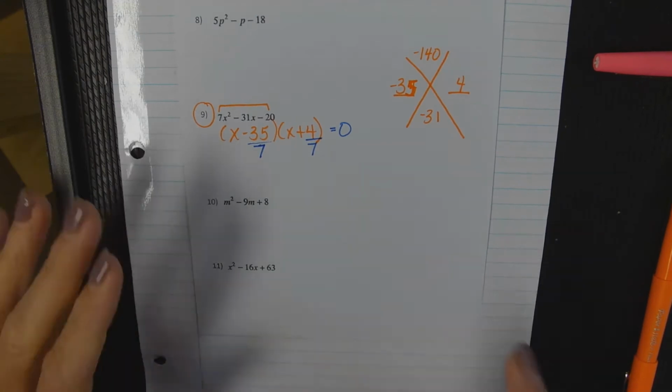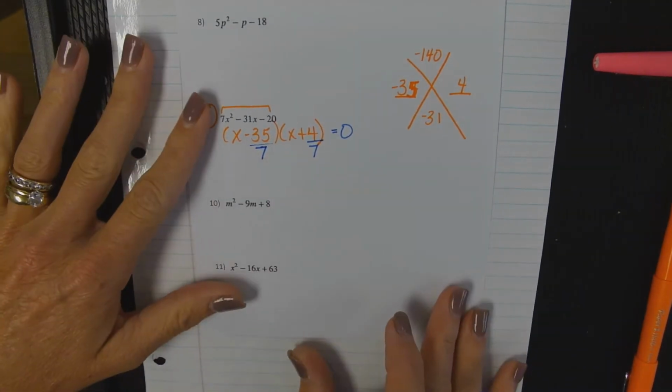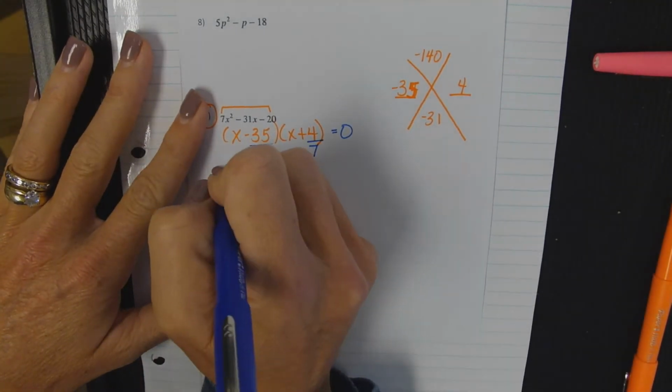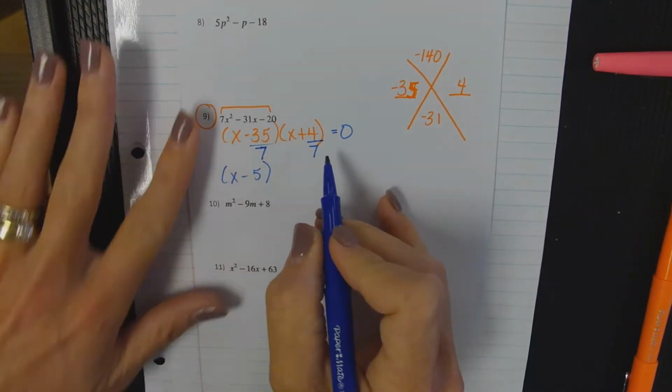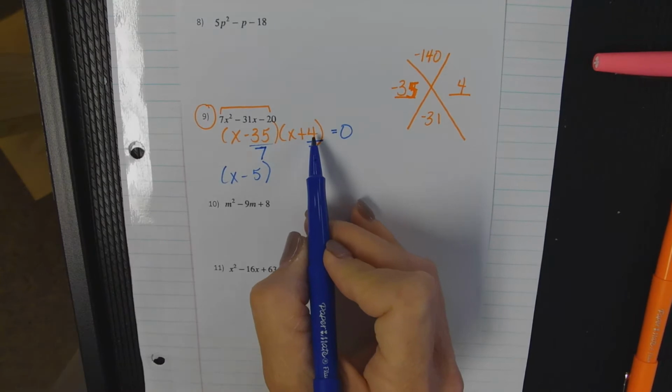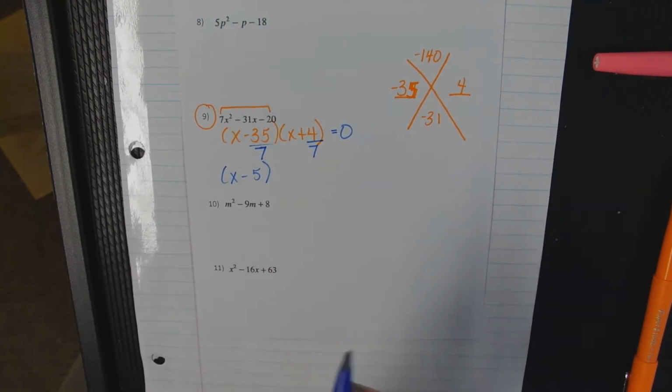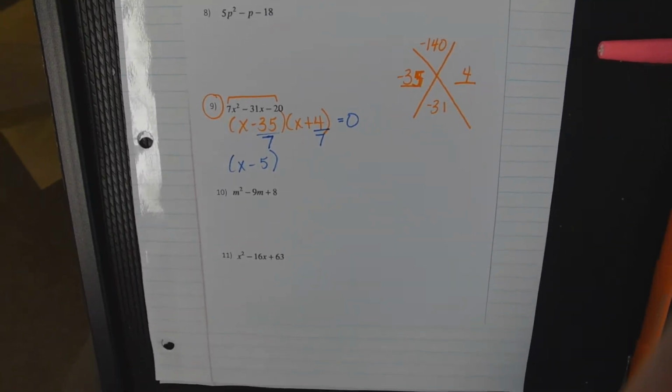Guys, what's 35 divided by 7? You should have already done this part. So here we go. X minus 5. Now, we don't want fractions. Who likes fractions? No one, right? So watch what I'm getting ready to do. This is the only new step.